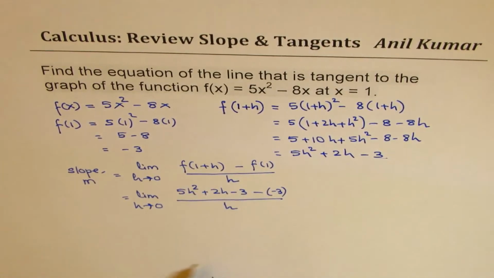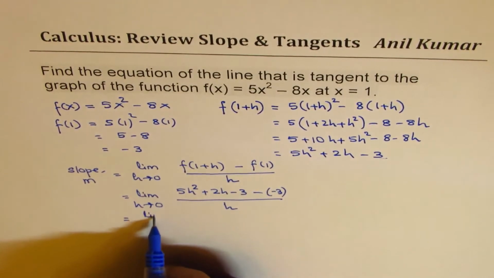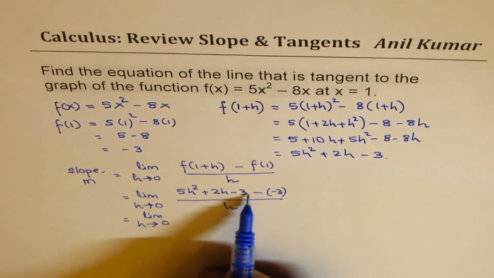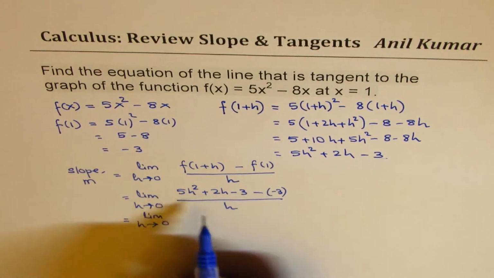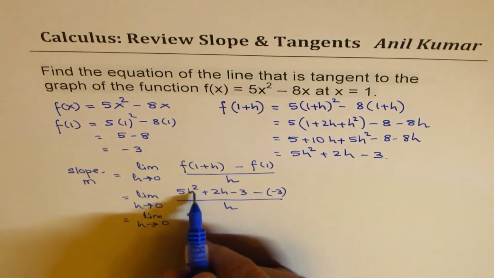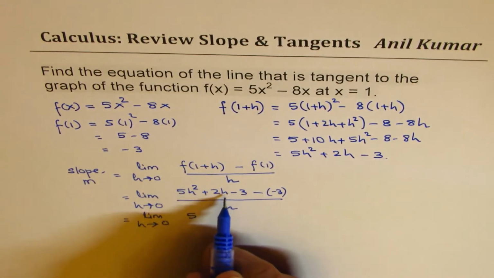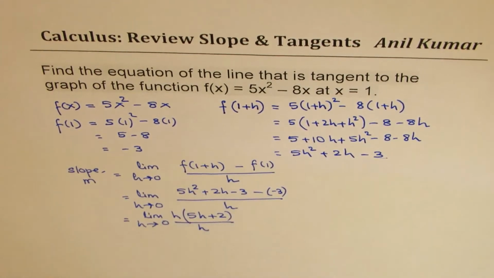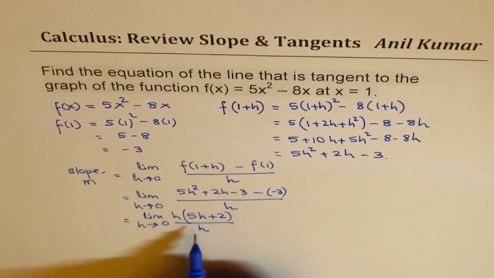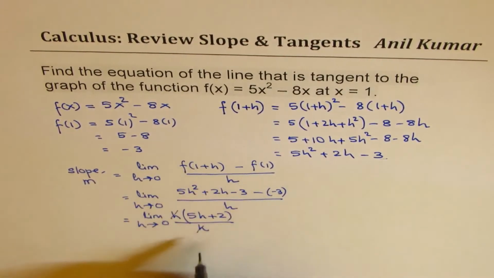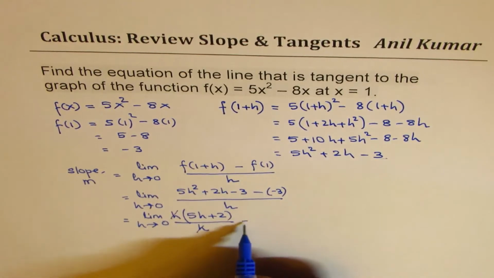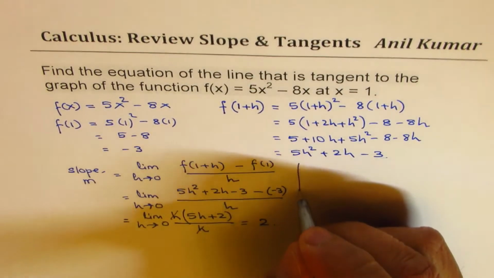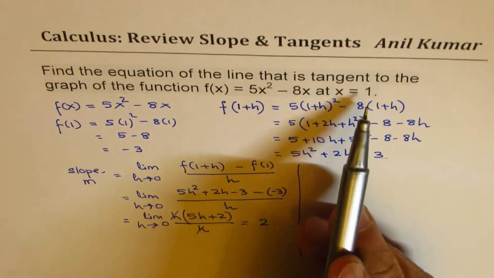So these are simple steps. You need to follow them, right? So you get limit. Don't miss writing limit. Limit h approaches 0. Simplify this. So minus 3 minus minus 3 is 0. So you get 5h squared plus 2h. Now you can take h common. So I'll take out of these two terms, I'll take h common. So I'm left with 5h plus 2, right, over h. Does it make sense to you? Now at this stage, I could always cancel these, substitute h equals 0. So what we get here, if I substitute h equals 0, I get 2. So basically, the slope of this line at x equals 1 is 2.